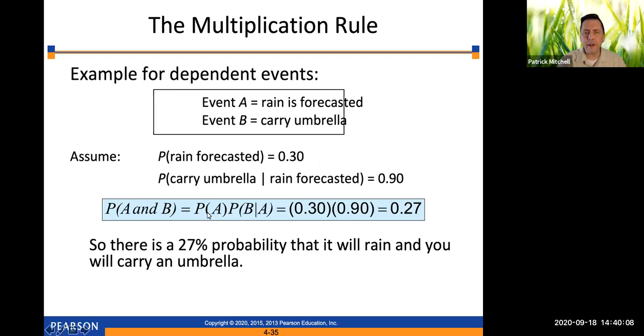All right, so that's going to be probability of A times probability of B given A. 0.3 times 0.9 is 0.27. So there is a 27% probability that it will rain and you will carry an umbrella, that both of those things will happen.